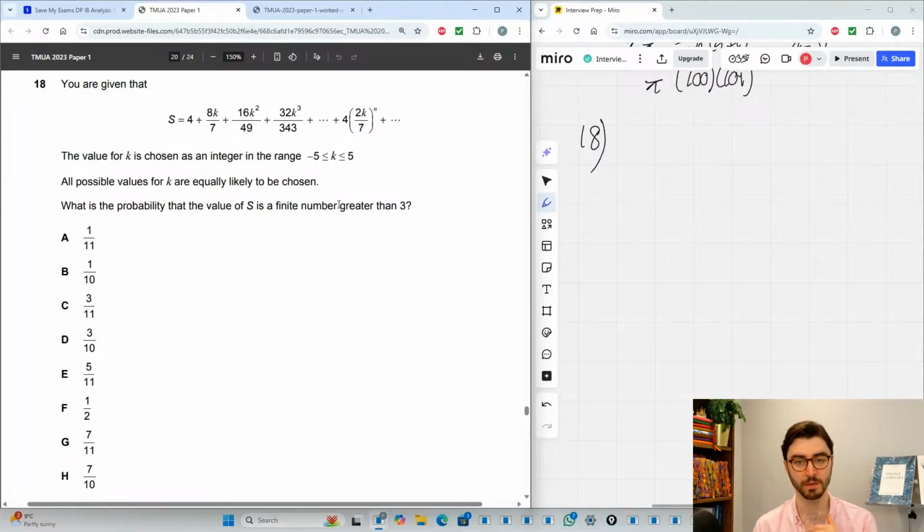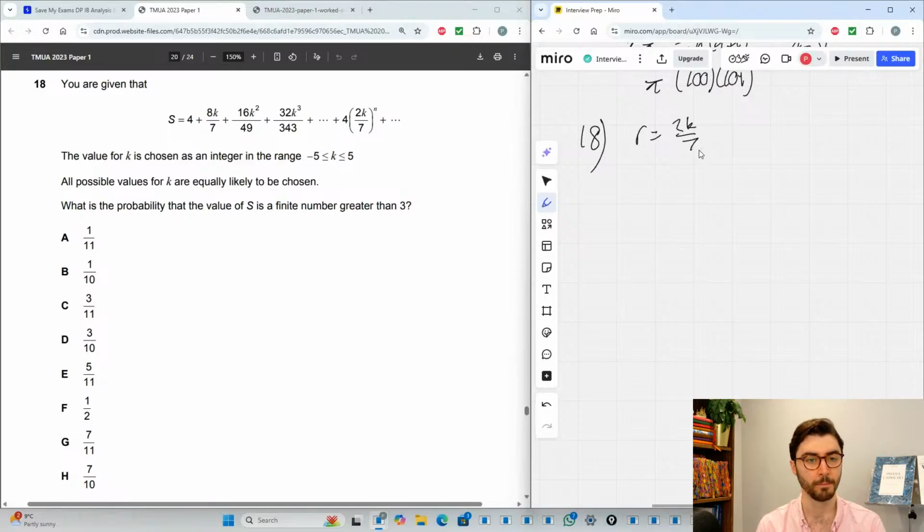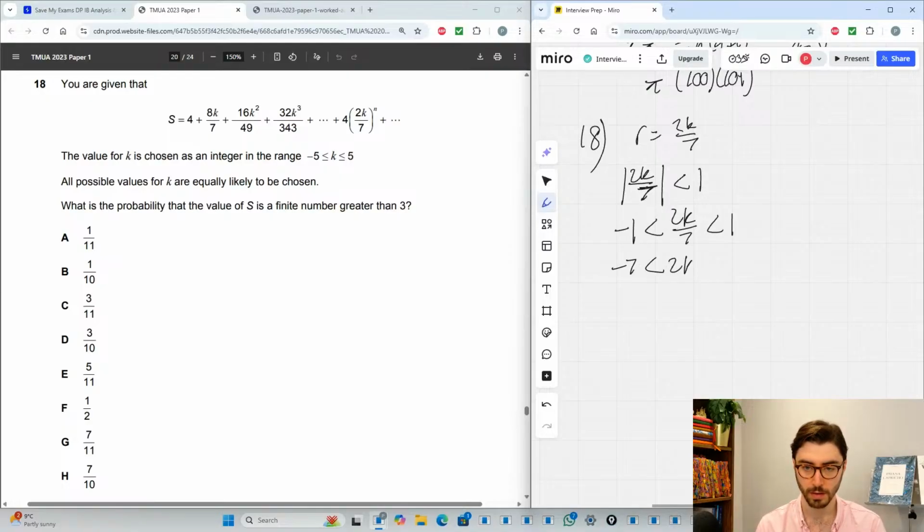So first of all, it has to have a sum to infinity, which puts conditions on what this can be. So we're multiplying so that r is equal to 2k over 7. And I know that the modulus of that has to be less than 1, which means that 2k over 7 has to be in that range. I'm getting lag, and I apologize. So this is the actual value that k can have.